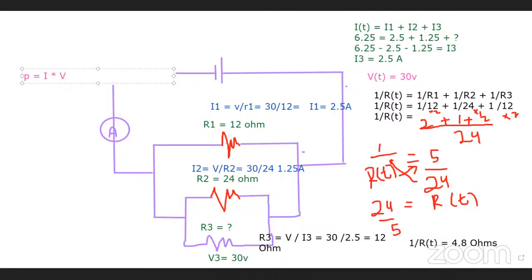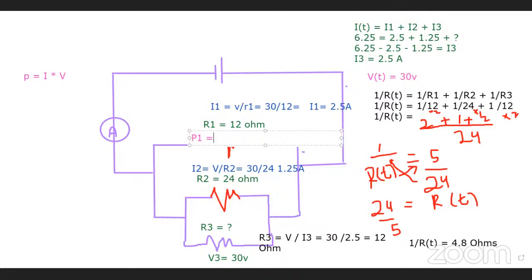But we have to find P1, the power at resistance 1 here. We have to find P1. 2.5 times 30.